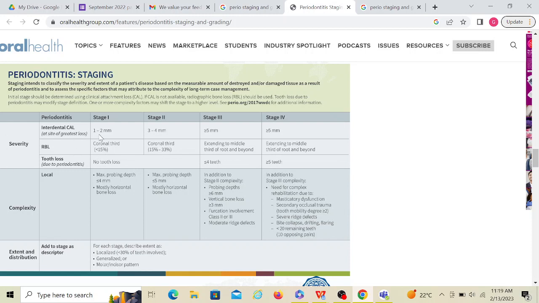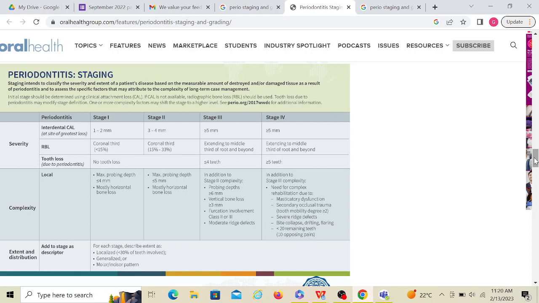RBL, so I'll give you short forms of this. CAL is clinical attachment loss. RBL is radiographic bone loss. In case the question is not giving you these numbers, they would give you these numbers. But this is again easy, and there's a 99% chance it won't be asked in the exam. Understood? Now coming to grading.